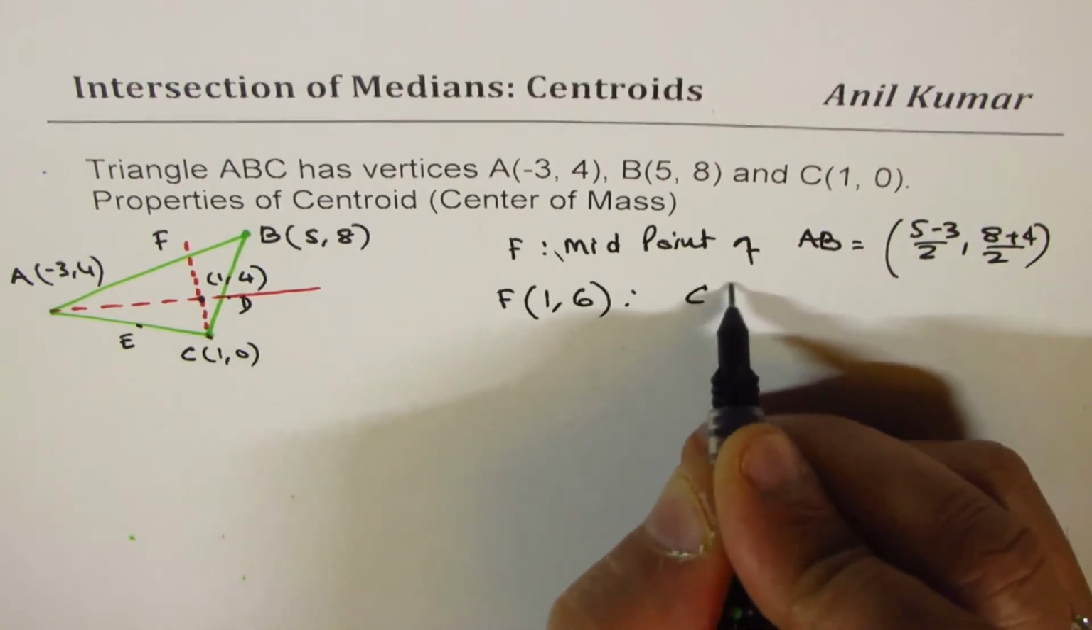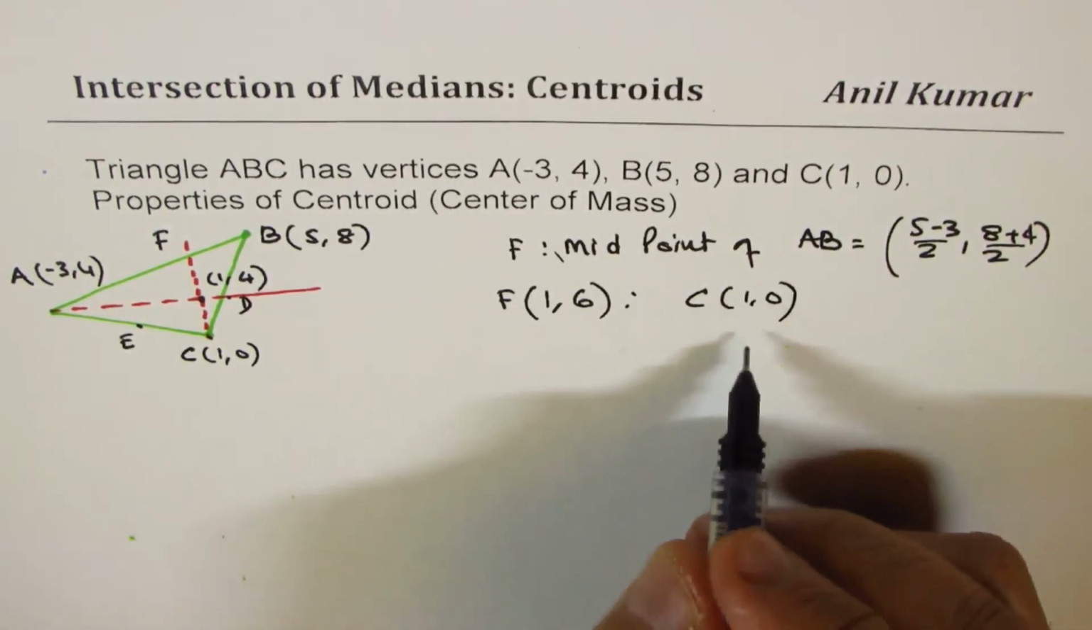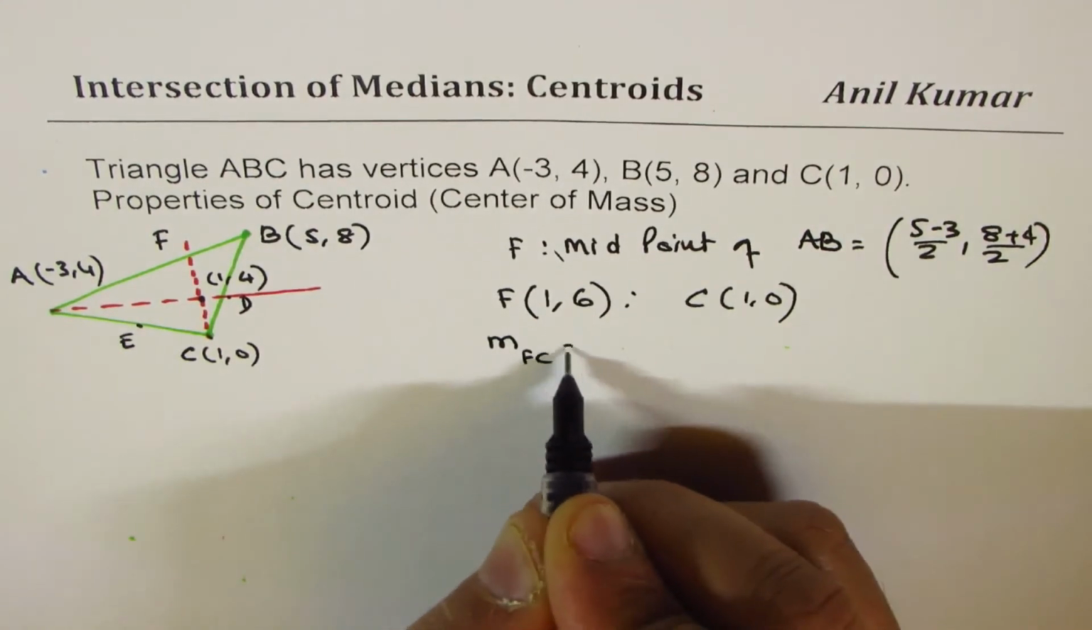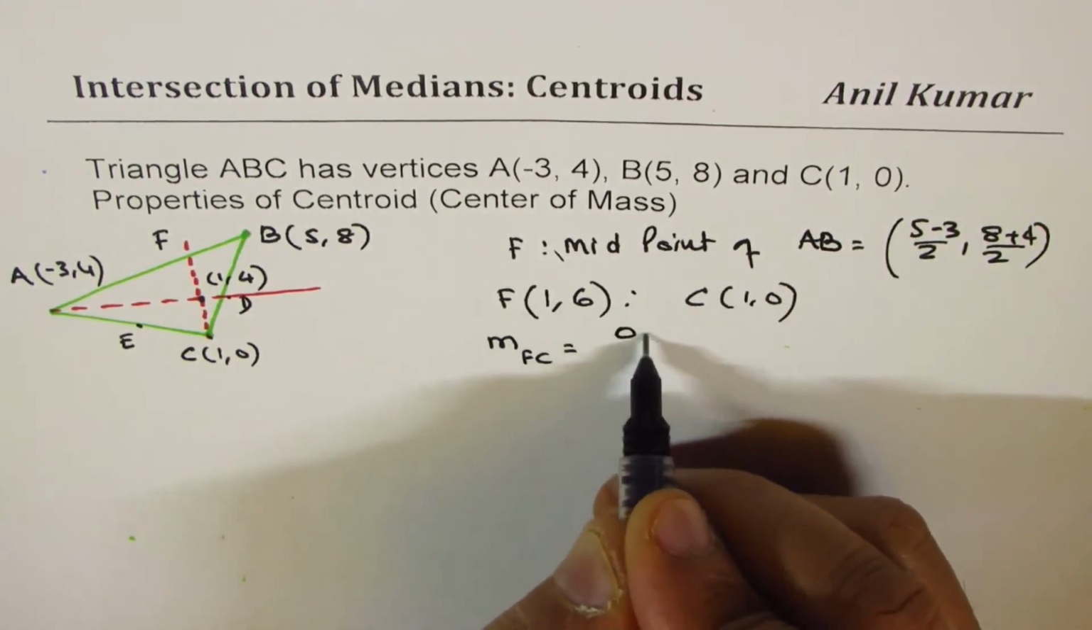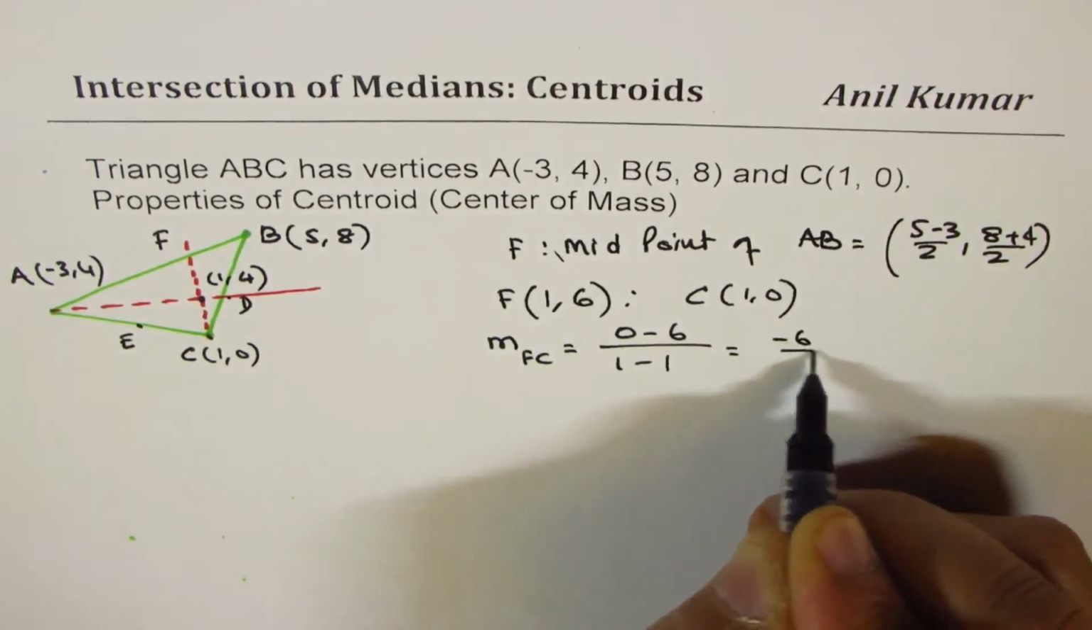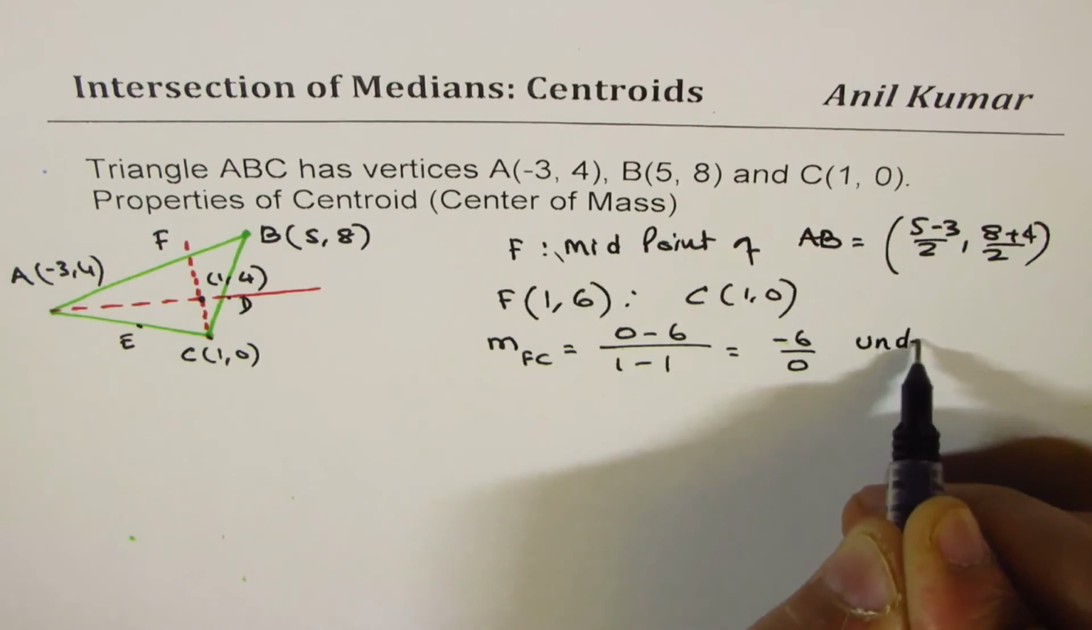We know C is (1, 0). So what is the slope here? Slope between F and C is (y2 minus y1) over (x2 minus x1), which is (0 minus 6) divided by (1 minus 1). So it is minus 6 over 0. It is undefined.